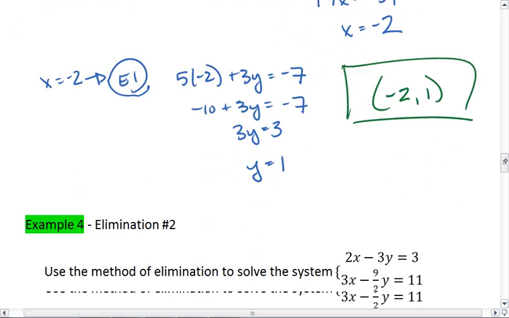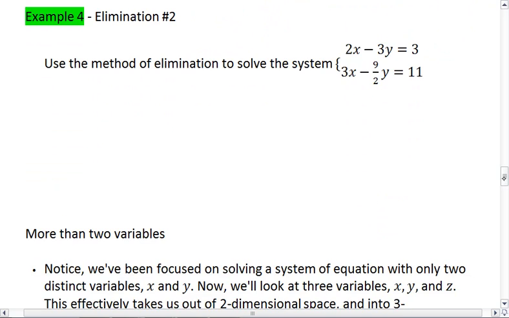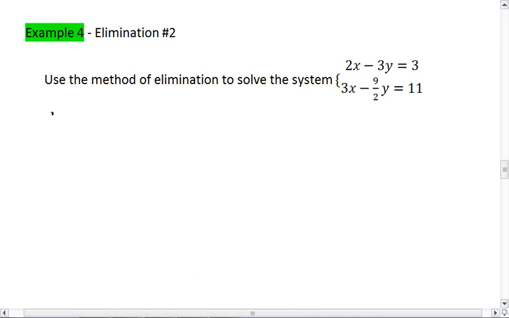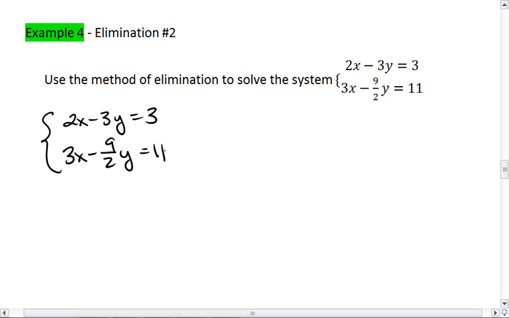Let's look at another example. How about this system of equations? We have 2x minus 3y equals 3. 3x minus 9 halves y equals 11. Again, I want to do equation 1 and equation 2. Try this one on your own first, and then resume the video when you're ready to check your solution.